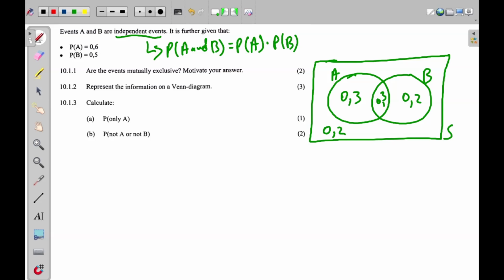I can tell you now that there will be a mark for that, 0.2. Cool. Now, time to calculate the probability of only A.